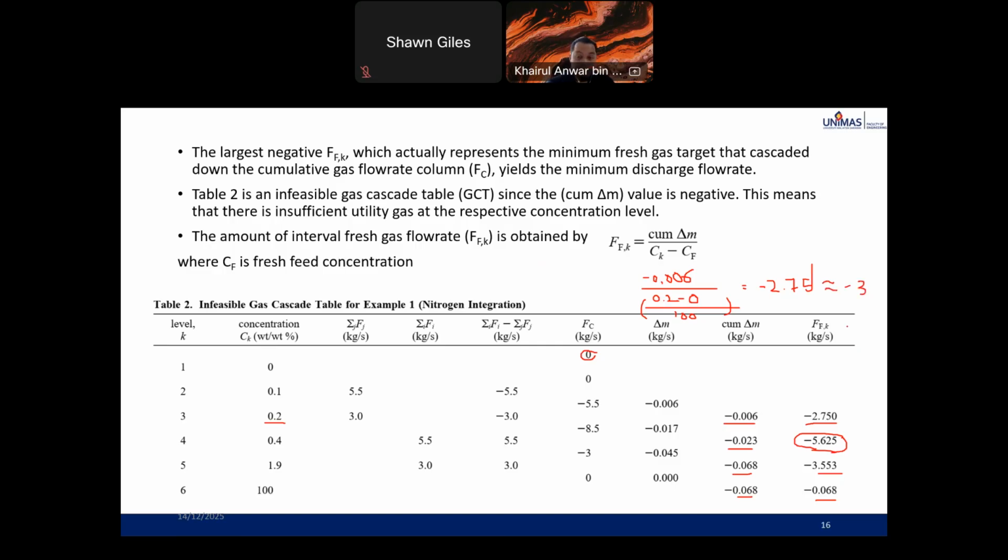If you use your calculator, you will get -3. Why? Because 0.2 is not accurate. It should be 0.0.